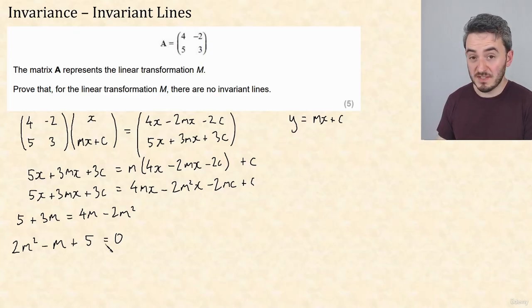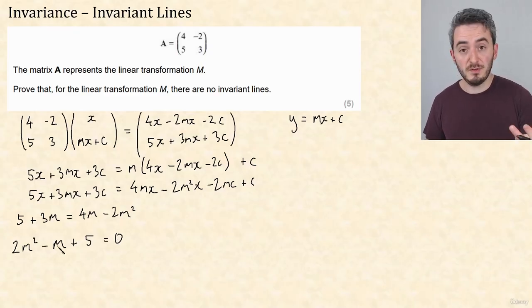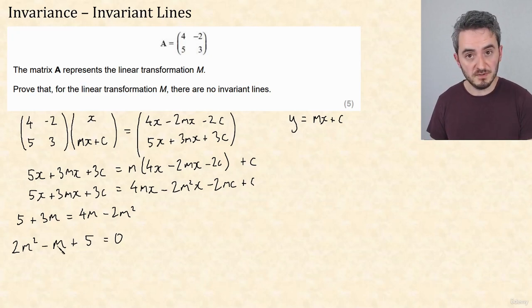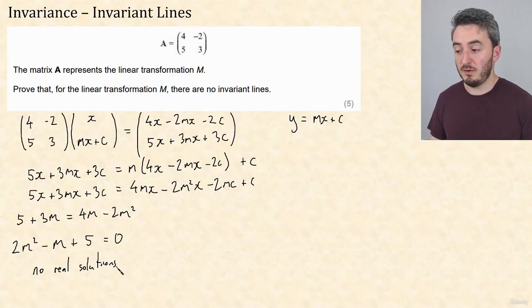And I think this is where we're going to run into issues immediately, because this is a quadratic with no real solutions, right? The discriminant here is negative. So no real solutions. So we're actually done. There's not even a value of m and c that would make the x coordinates the same. So we don't even need to bother with the constants.